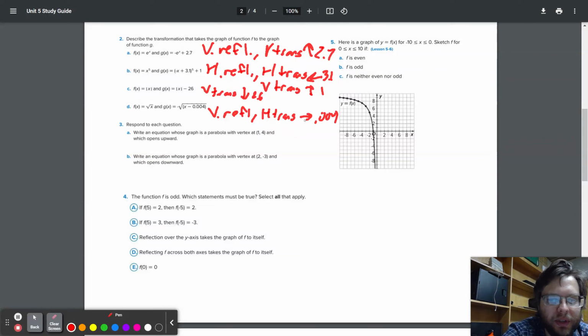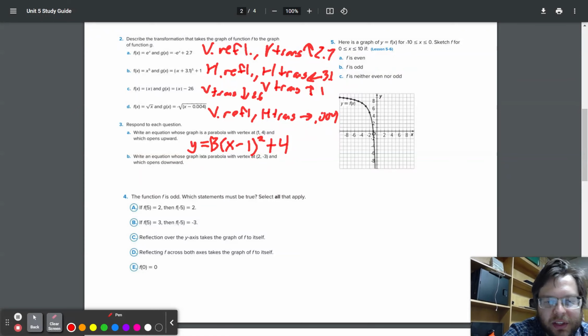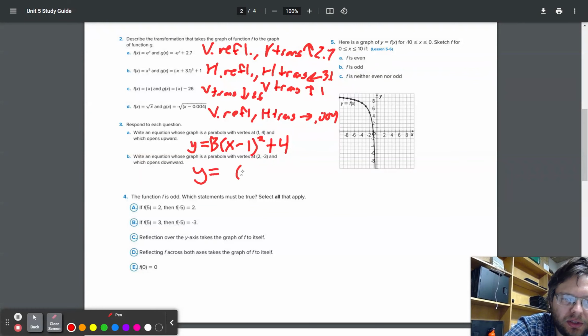All right, number 3, write an equation, parabola, vertex at 1, 4. So I know that it's shifted right by 1, and it's shifted up by 4, and it needs to open upward. So this opens upward, so does any positive number in the front. Now, if I want to make a parabola have a vertex at 2, negative 3, I do this. And if I want it to open downward, I put any negative number in front of it.